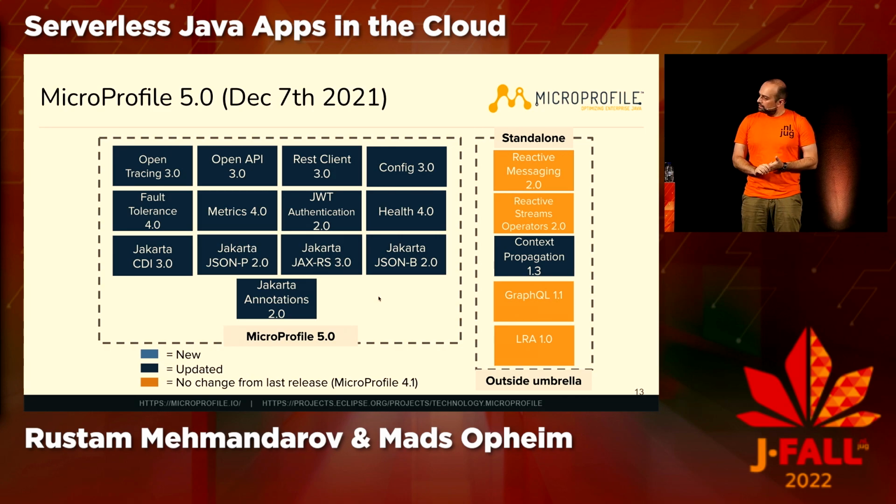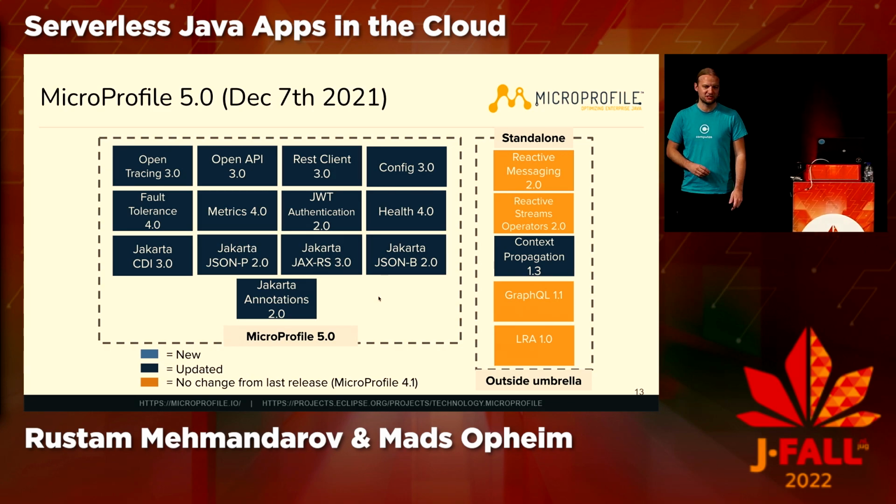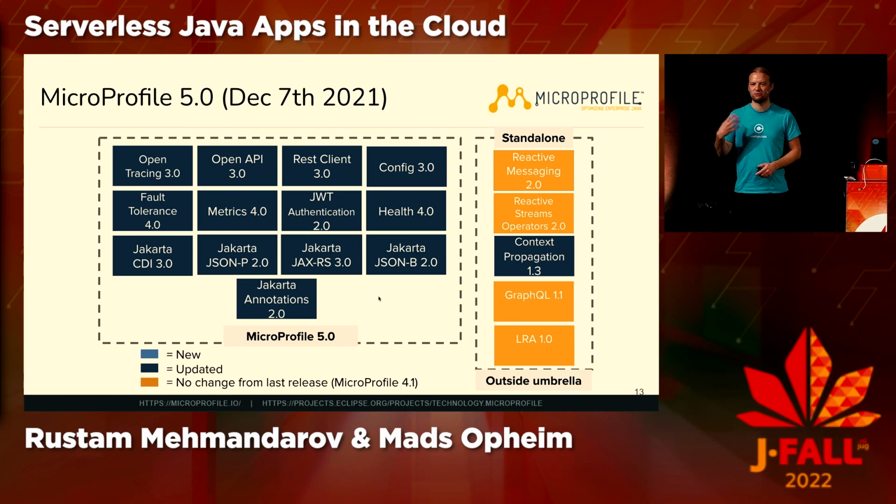Yeah, and like for those of you who went to Anna's talk earlier today about distributed tracing, you can see open tracing on the top corner here. That will be replaced with OpenTelemetry in the upcoming version. The release candidate is out for MicroProfile 6.0 right now, so it should be just a matter of weeks, I guess. It's right around the corner.